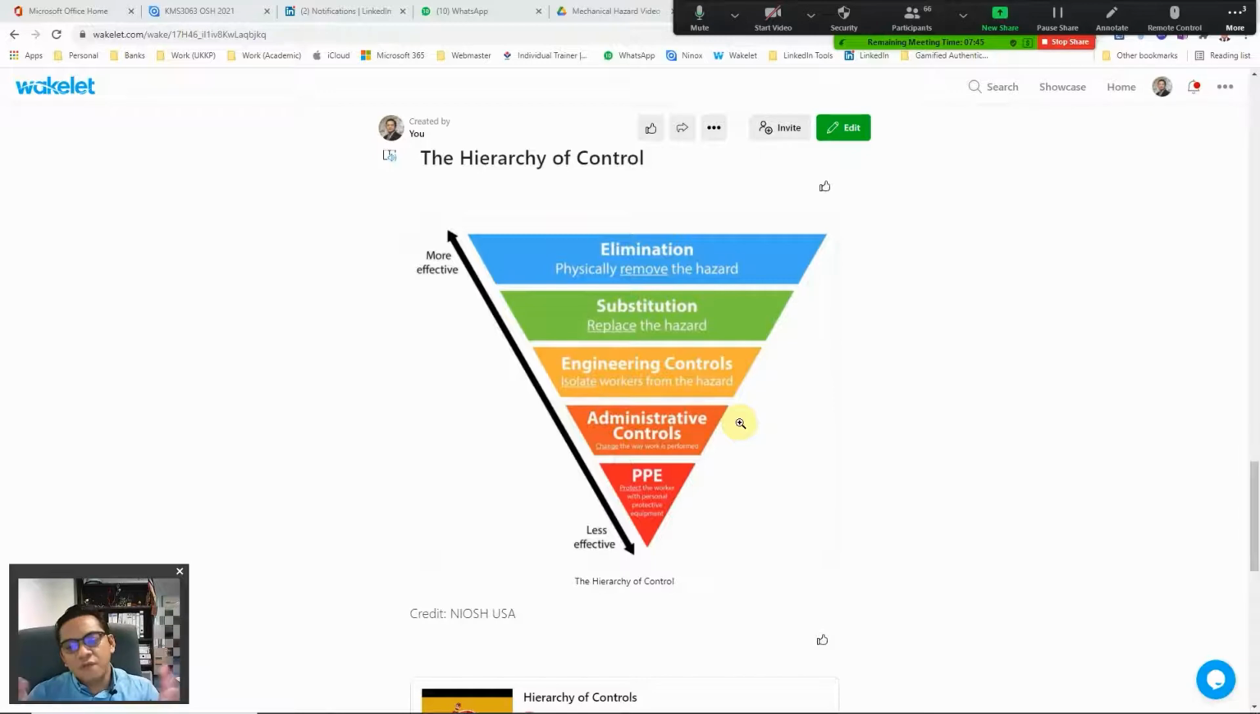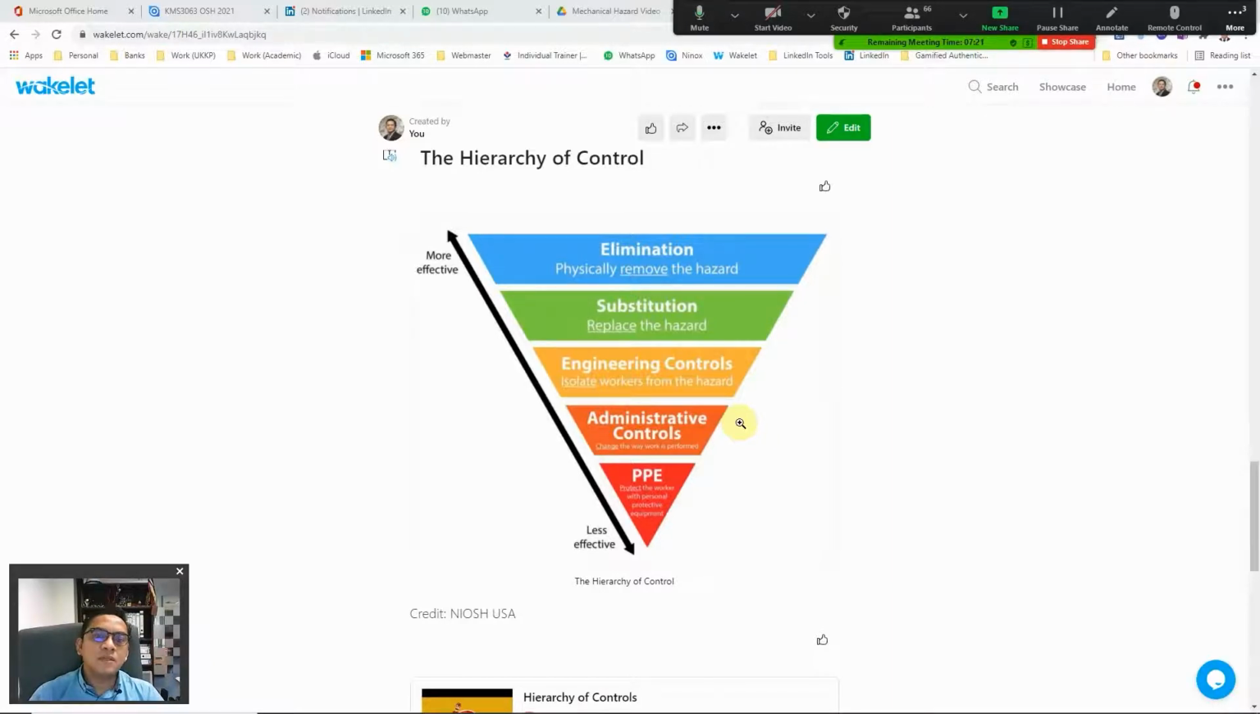Vaccination is a kind of elimination. They try to create an antibody within ourselves, so that whenever the COVID-19 virus enters, it automatically kills that virus. So vaccination is considered as elimination.